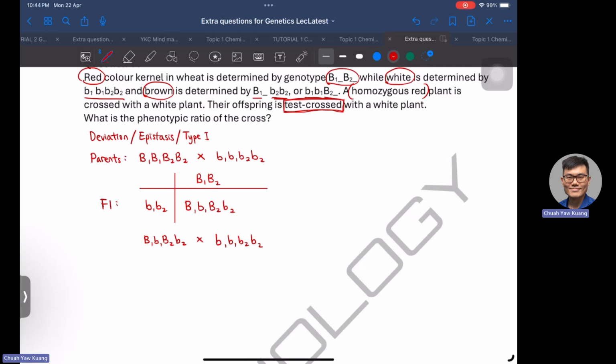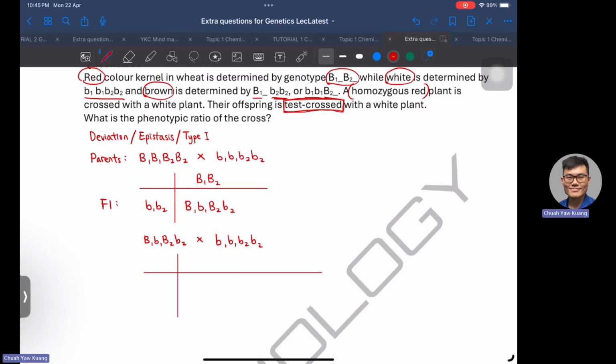So in the exam, same thing, you have to be extra careful. Don't make the careless mistake like me just now. It is a test cross, so remember that. Now we have to find the gametes.